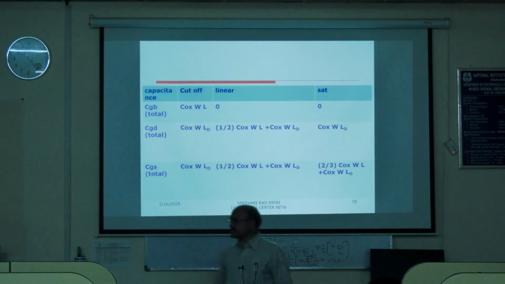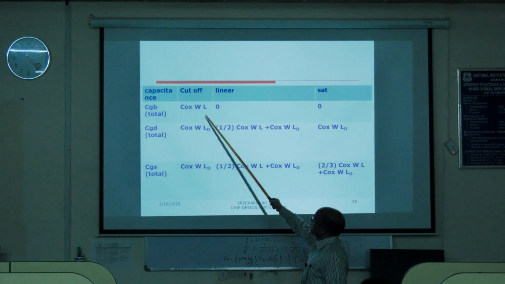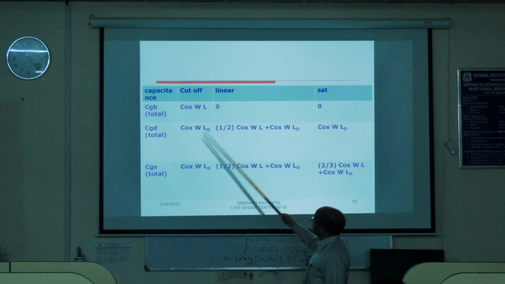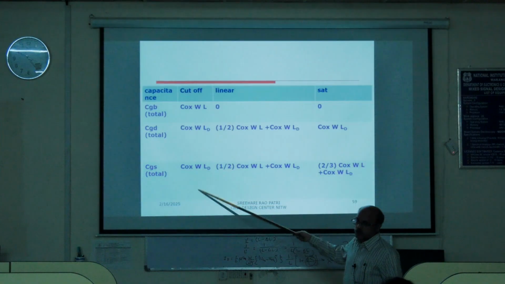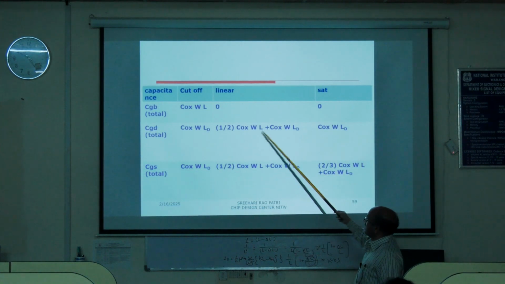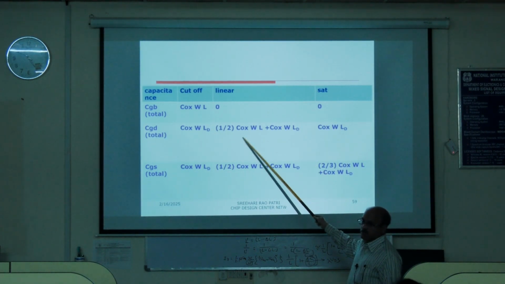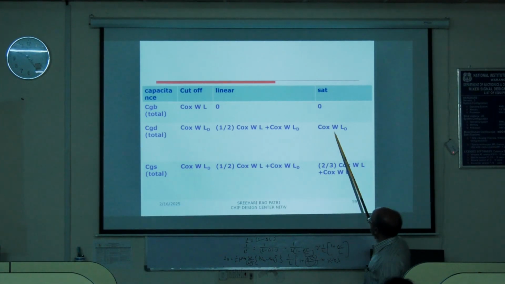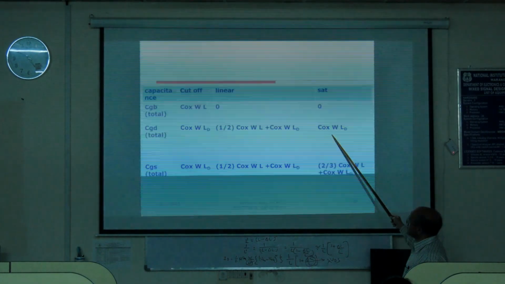So therefore we can just tabulate it in such a way that, for the cutoff region, this is CGB equals Cox into W into L. In the linear region, of course, because there is no more connection to the bulk here, they both are 0. And CGD is Cox into W into LD all the time, because the overlap is always constant here and is all the time there, plus half into Cox into L for the linear region. For the saturation region this will be 0, right? So this is Cox into W into LD.